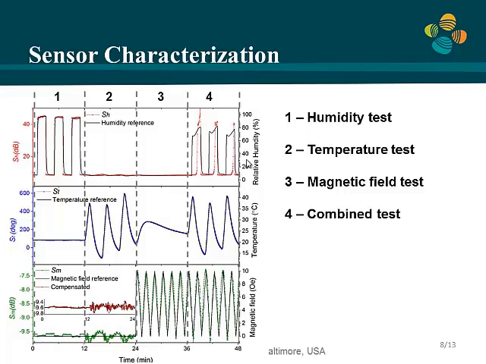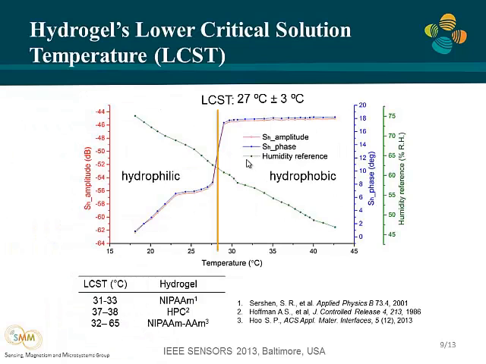In the last combined test, we found that when the temperature is above a certain degree, the humidity component loses the ability to sense the humidity. This is because of the hydrogel's lower critical solution temperature. For this hydrogel, we performed another experiment, gradually changing the temperature from 15 to 45 degrees. We found that below 27 degrees, the hydrogel is able to work. It is hydrophilic. And above this temperature, it loses its ability to contain the water, and it becomes hydrophobic. That means the sensor cannot work above this temperature. However, this can be improved by using another type of hydrogel, which can work up to 65 degrees.